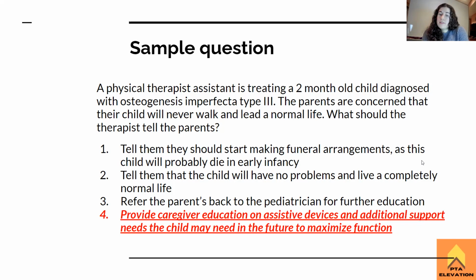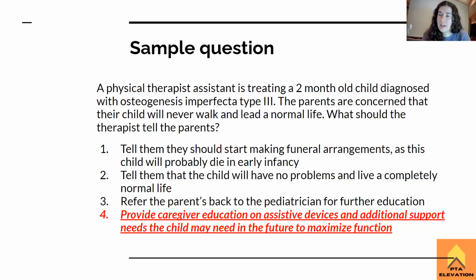All right, guys, so the answer is number 4, provide caregiver education on assisted devices and additional support needs the child may need in the future. So what are these parents worried about? Well, let's first of all look at this. Child's 2 months old. Okay. I can see why parents are concerned about the future. Like they imagine a future for their child where they could play football or something like that. And now that's not possible because they'll literally die if they get hit. So we want to make sure that the parents are aware realistically what's going on without making them feel completely morbid.